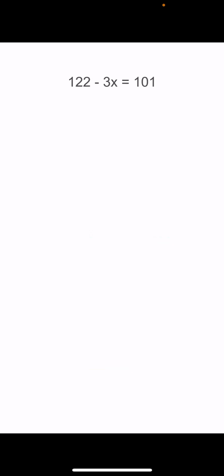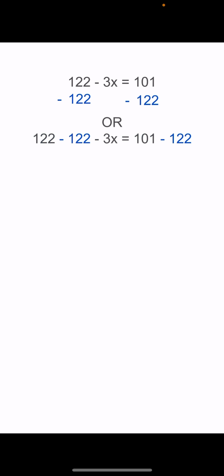Last problem, just to get a different example if it's set up differently. So 122 minus 3x equals 101. So you subtract, even though there's no plus 122, there's a secret plus, it's positive. So you subtract the 122 from both sides, and you get 122 minus 122 minus 3x equals 101 minus 122. Then 122 minus 122 is 0, and 101 minus 122 is negative 21.